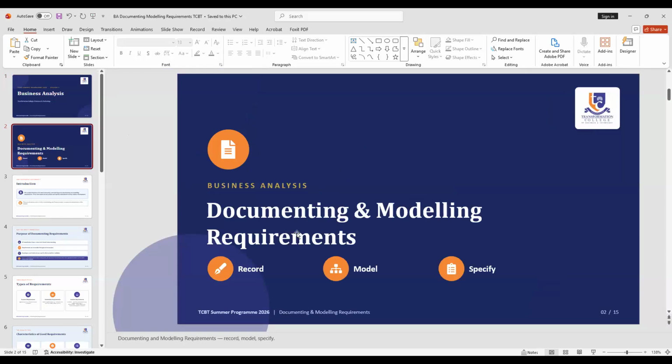So we're looking at two different activities here. We're looking at documenting and modeling requirements. So when we say requirement documenting, or documenting requirement, as the case may be, it simply means writing down the requirements in a structure.